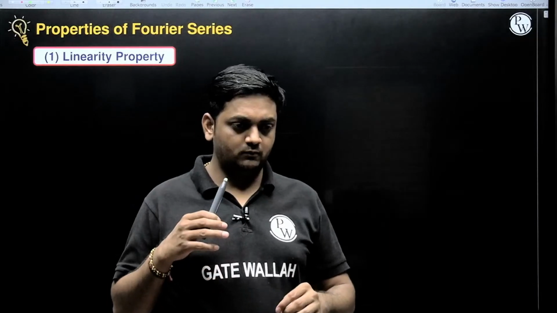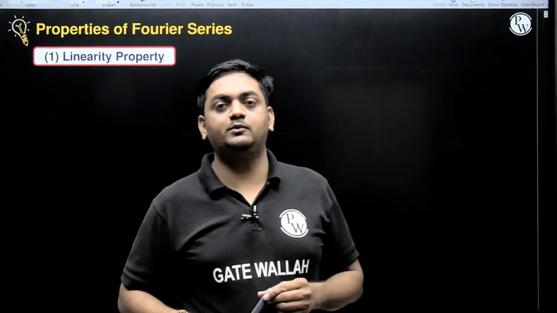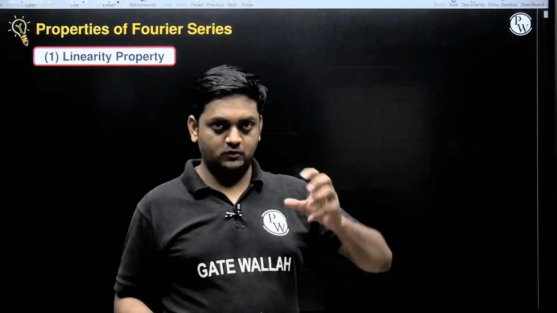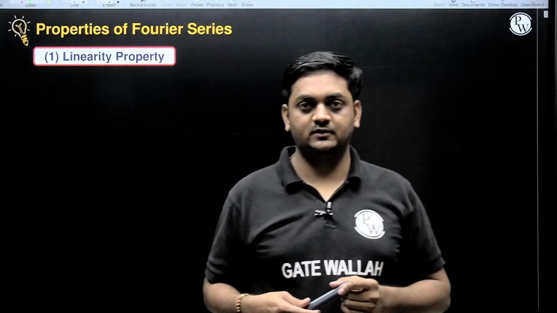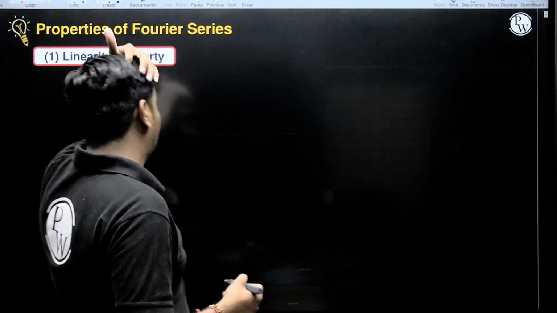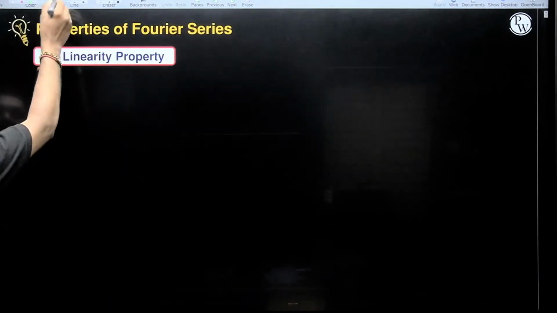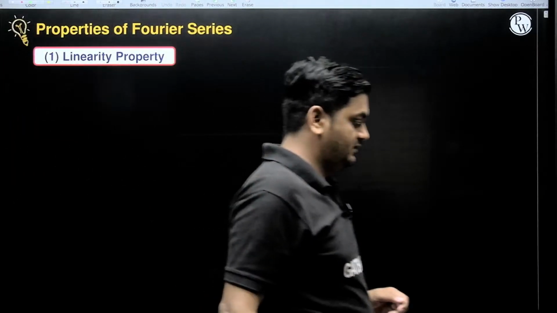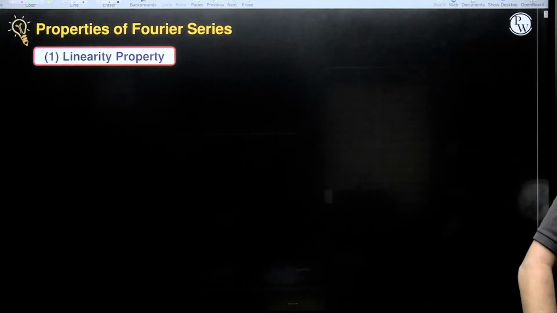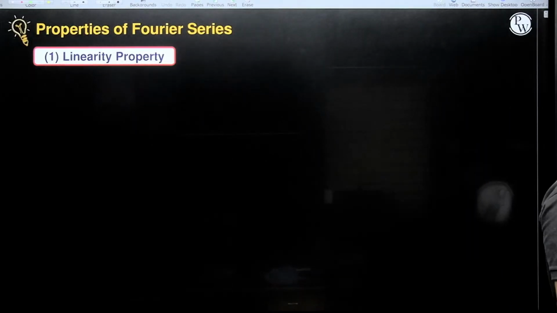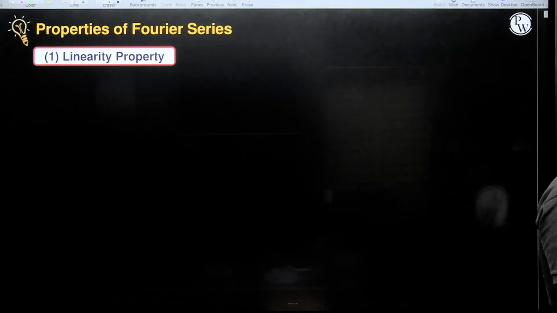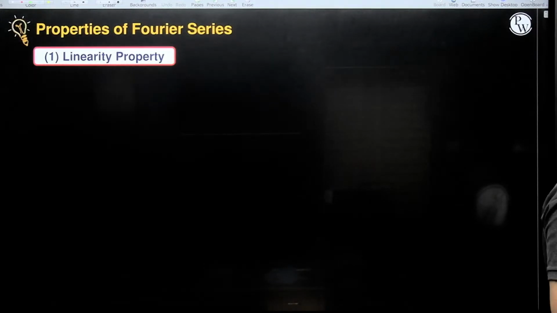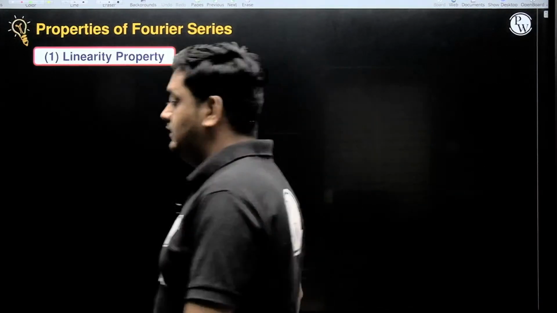So don't focus more on the proof of the given property, just focus on what the property says and how to utilize this property in different questions. Okay, so the first property is the linearity property. Again I am telling you, wherever proof is required, definitely I will provide you the proof also. Okay, so let us start. First property is the linearity property.